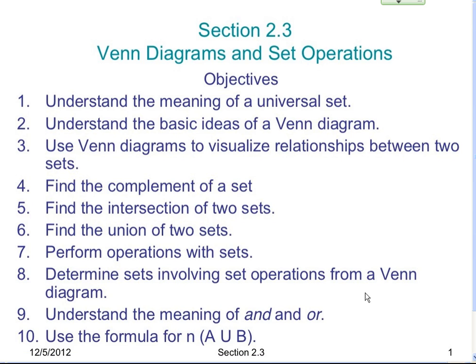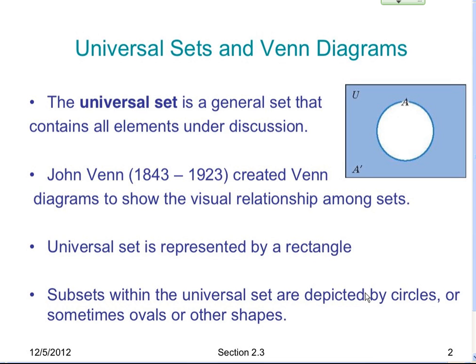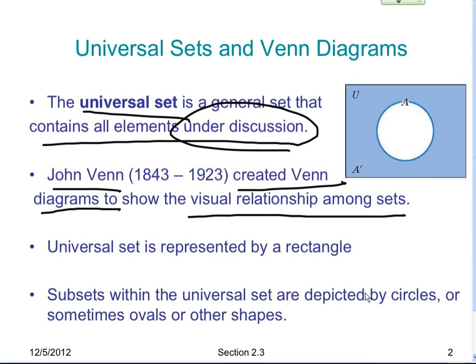This is section 2.3. We're going to talk about Venn diagrams and set operations. The universal set is a general set that contains all elements under discussion. There's a guy named John Venn. He created what we call Venn diagrams to show visual relationships among sets.